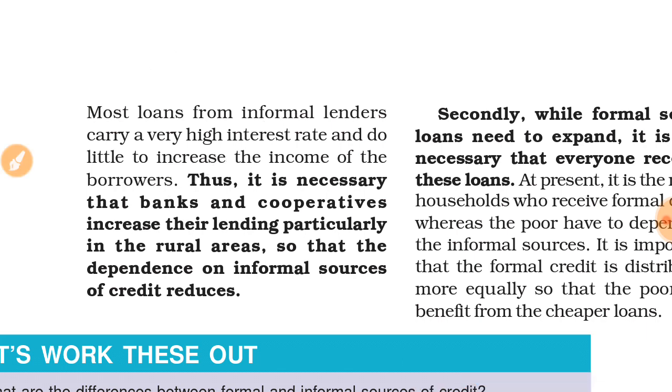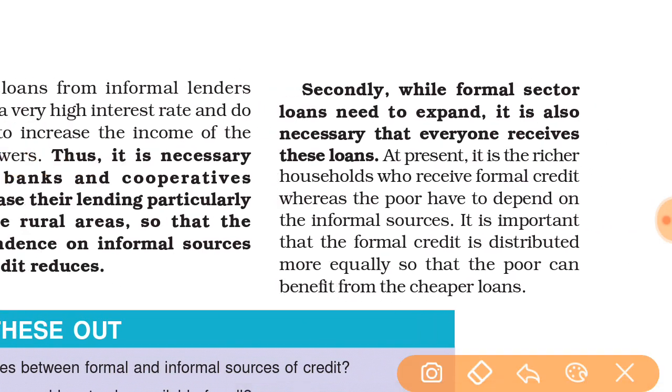Secondly, it is said that while formal sector loans need to expand, it is also necessary that everyone receives these loans. Formal sources should give the facility or the easy procedure so that the villager can take a loan at a low rate of interest. But one thing is important: at present it is the richer households who receive the formal credit, while the poor have to depend on informal sources.